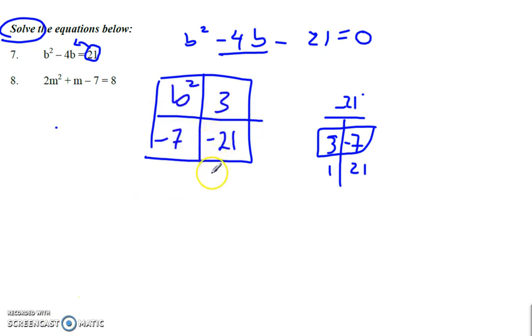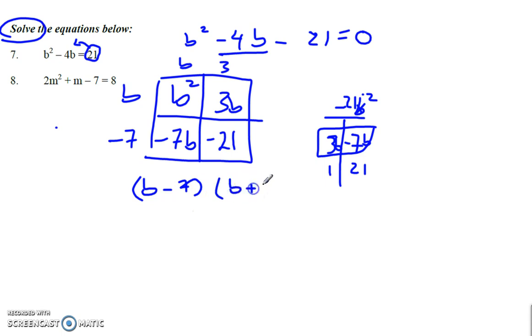When you set up that box, I know many times you're tempted to just write 3 and negative 7, because those are the factors we found here. Technically, this is 21, or b squared here, so that has a b, and this has a b, right? So don't forget that b there. Then we get the factor b between these two, negative 7 here, b between those two, and 3. So b minus 7 times b plus 3.